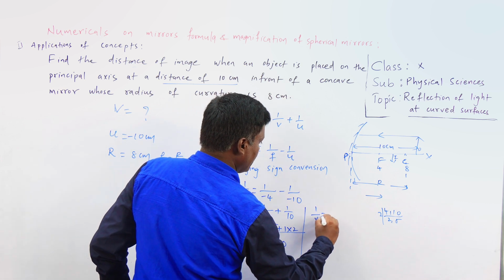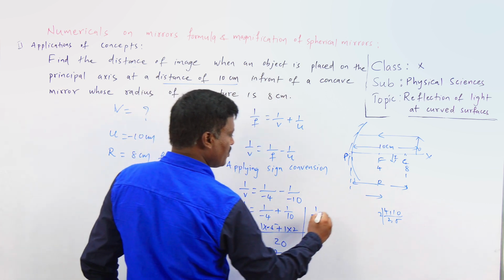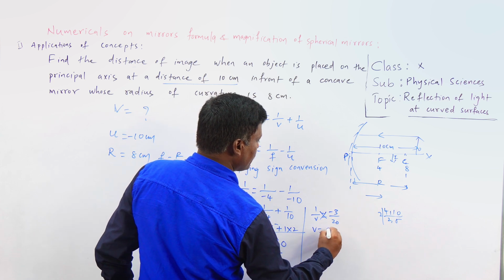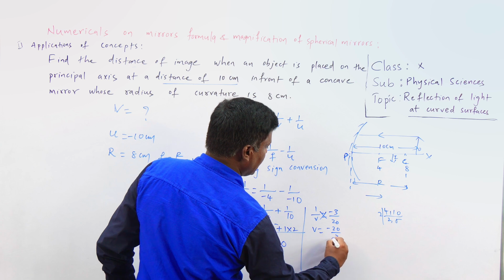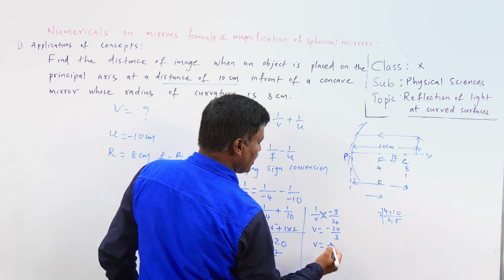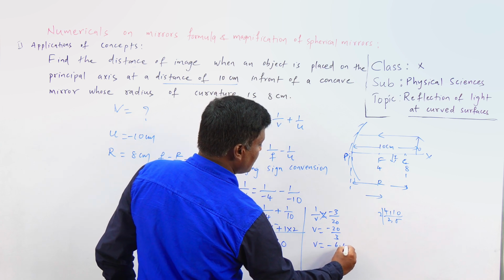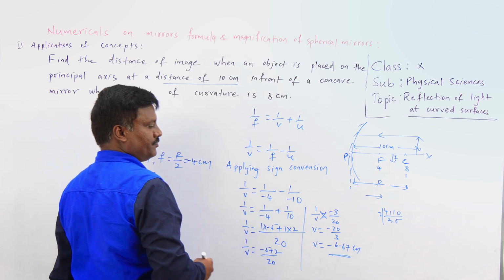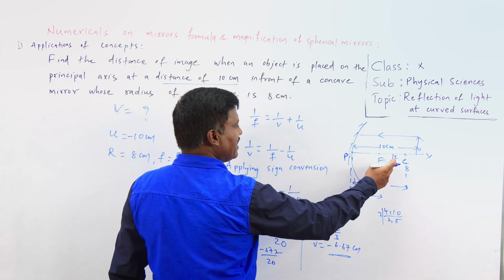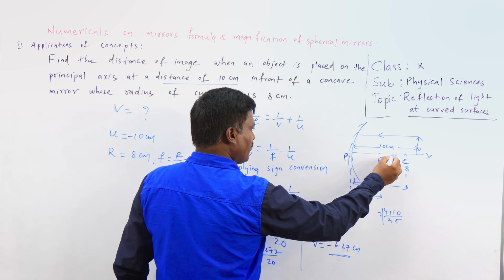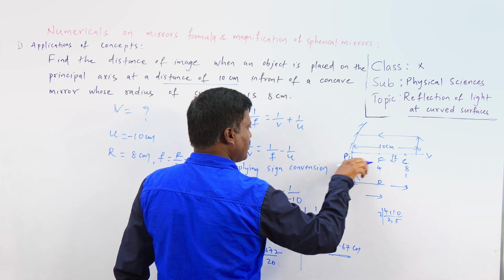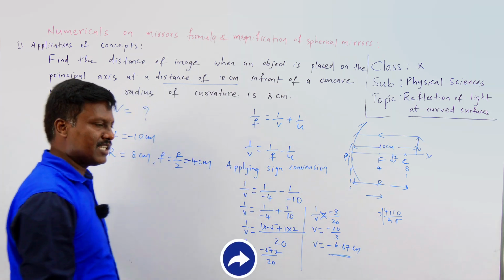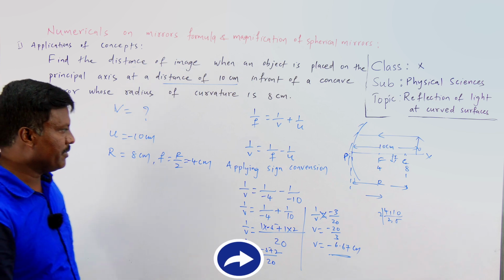1 by V is equal to minus 5 plus 2, how much? Minus 3 by 20. If you do cross multiplication, V is equal to minus 20 by 3. Minus 20 by 3, if you divide, you get 6.67 centimeters. So minus, we get minus. Why? So the image is also formed here. To measure this image distance also, we have to move opposite to the incident ray. For real images, the sign is to be taken negative. So this is the image distance.